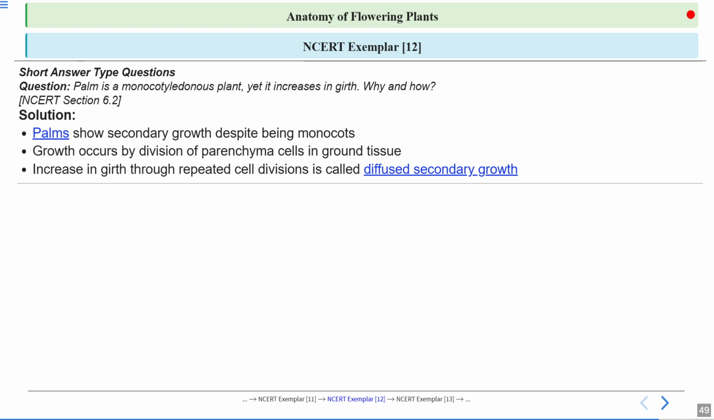Here, the parenchyma cells are there. Lateral meristem is not the correct answer here, because lateral meristem is the cambium, and cambium is not found in the case of monocot. But here, in the case of palm, they show an increase in the girth. So this increase in the girth is due to the division of the parenchyma cells in the ground tissue. So that increases the girth. And this type of increase in girth is called diffuse secondary growth.